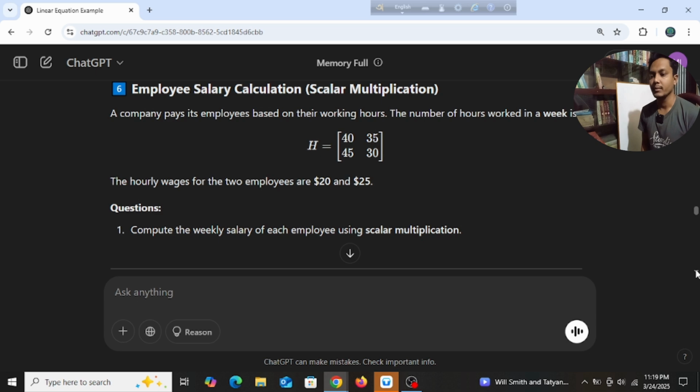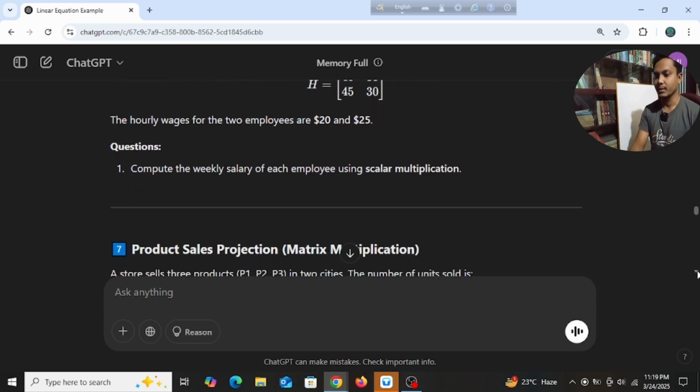We have another problem, that is employee salary calculation, a scalar multiplication. A company pays its employees based on their working hours. The number of hours worked in a week is 40, 35, 45, 30. The hourly wage for two employees are 20 and 25. Question 1, compute the weekly salary of each employee using scalar multiplication.